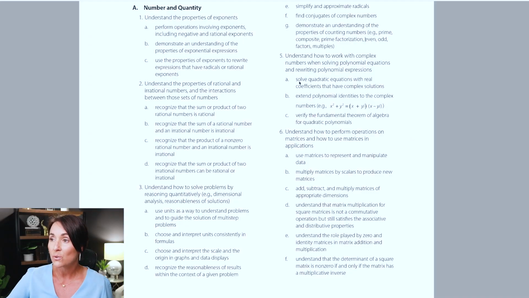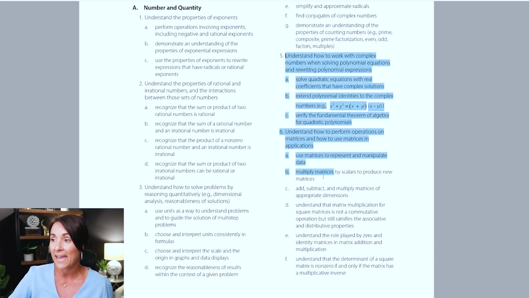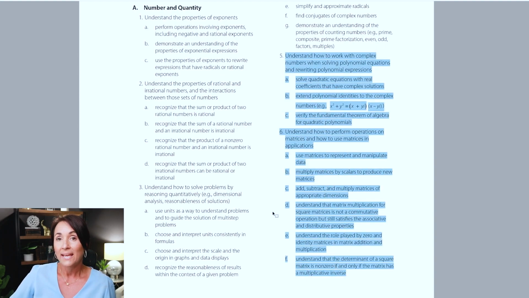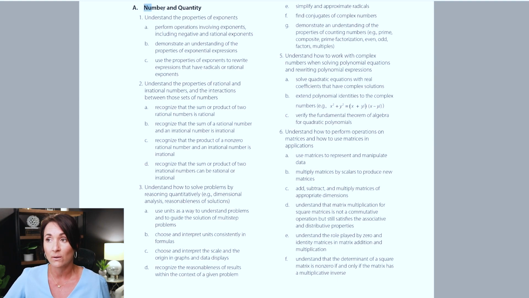Let's get started. We are still in the numbers and quantity content category in the first section of the exam, and if you can hop over here to my computer, we're going to be in numbers 5 and 6 right here in the specs. So if you're following along with the specifications at home, which I hope you are, we are in numbers 5 and 6 under content category 1, the number and quantity section.